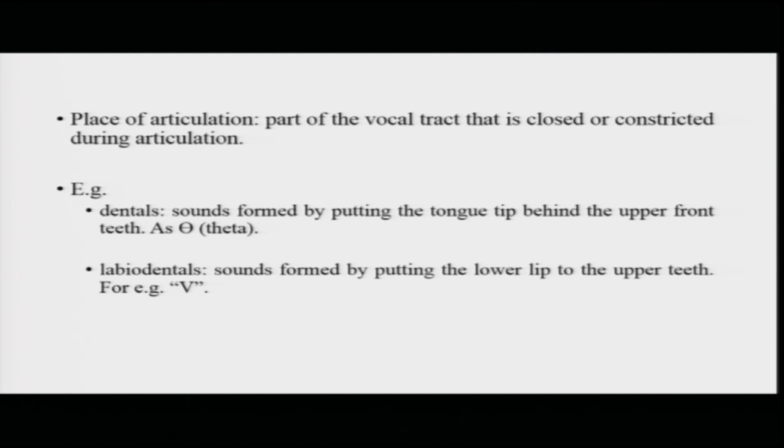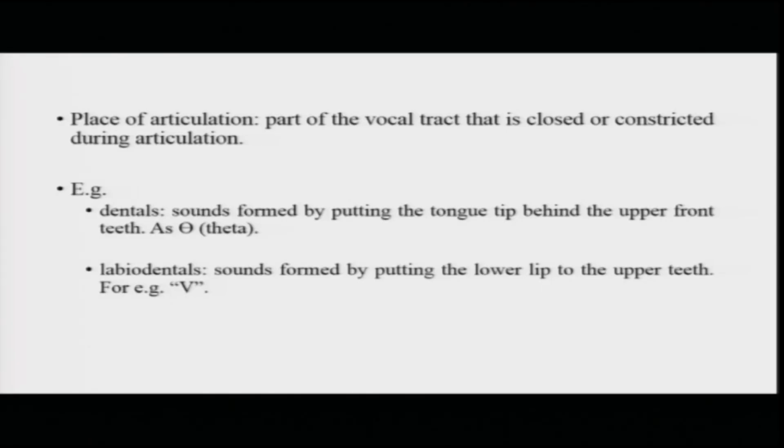Some sounds are referred to as dentals. They are formed by putting the tongue tip behind the upper front teeth. For example, theta. If you sound theta, you will see that it is produced by putting the tongue on the back of the upper teeth. You are using your teeth to produce this sound, hence the name dentals. Then you have labiodentals, where you use the lower lip and touch it to the upper teeth, for example V. How do you produce V? If you do it in slow motion and are conscious of what you are doing, you might be able to figure this out very quickly.